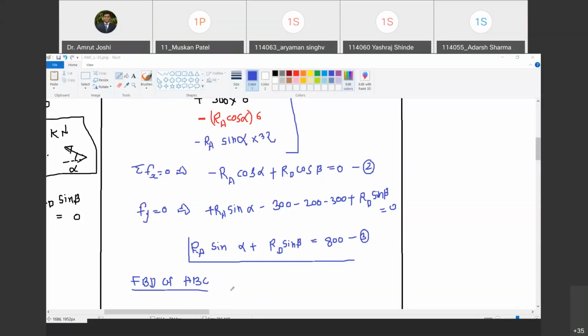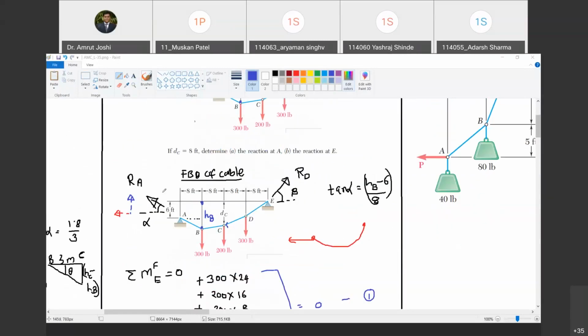Yes, sir. So as I said, at the beginning we took moment about E. Therefore, the moment of RD, okay, I should have called it RE. Let us continue with the notation RD. But the moment of RD or RE should vanish. Therefore, we have taken the moment about E. Are you with me? Therefore, when I give a cut at C, I should draw the free body diagram of the left hand side part where RA and alpha will pop in. Are you with me?